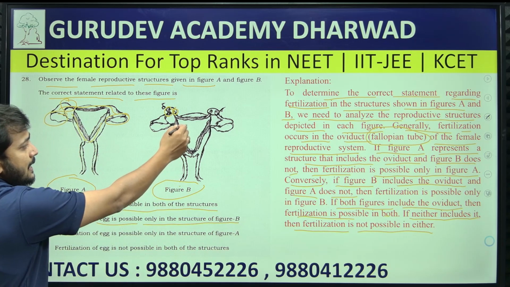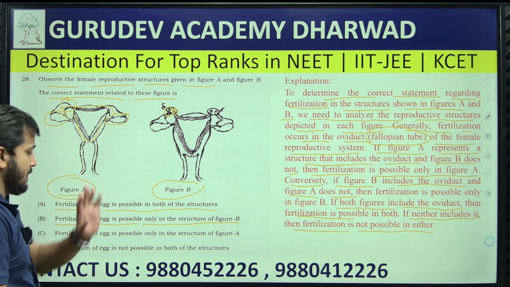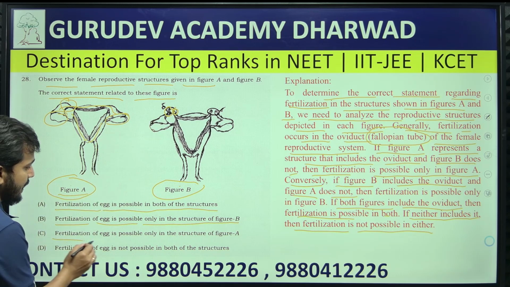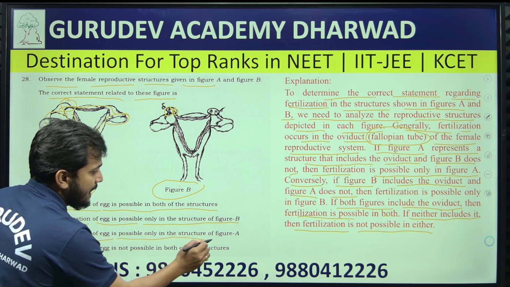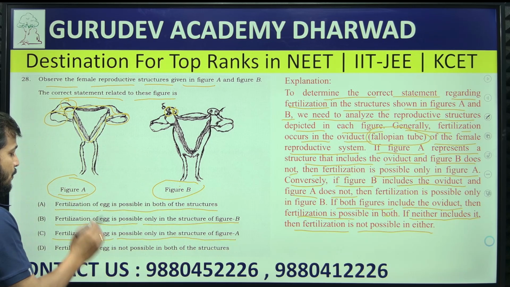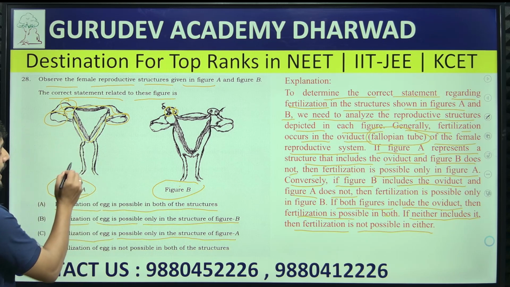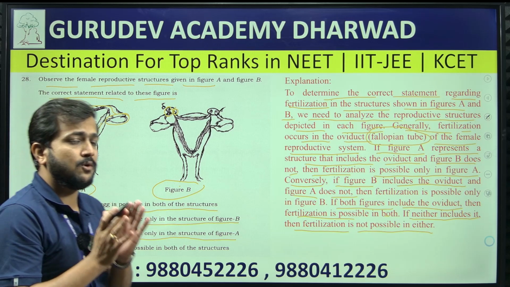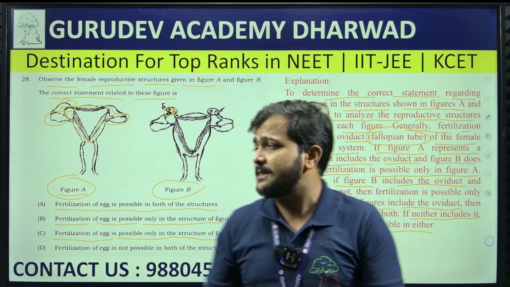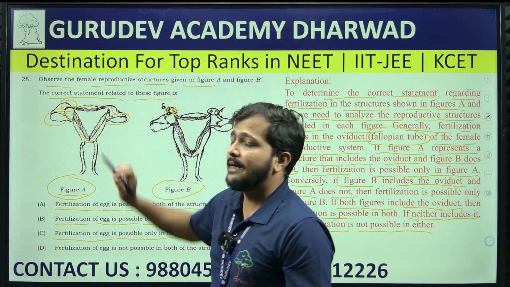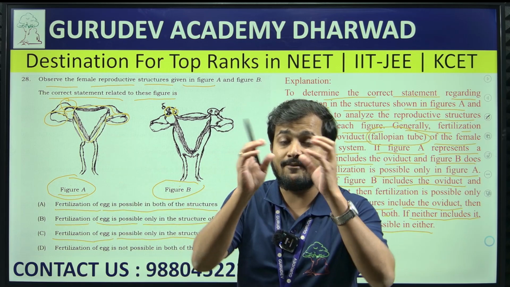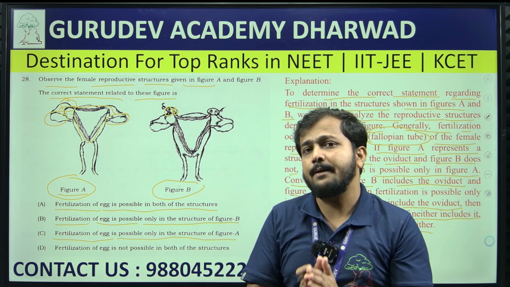Figure B. Here there is no fertilization because the oviduct is cut, right? Then the fertilization of egg is possible only in the structure of what? Figure A. With respect to this, we find that figure A includes fertilization. Why is there fertilization? Because there is a fully developed oviduct or fallopian tube present.